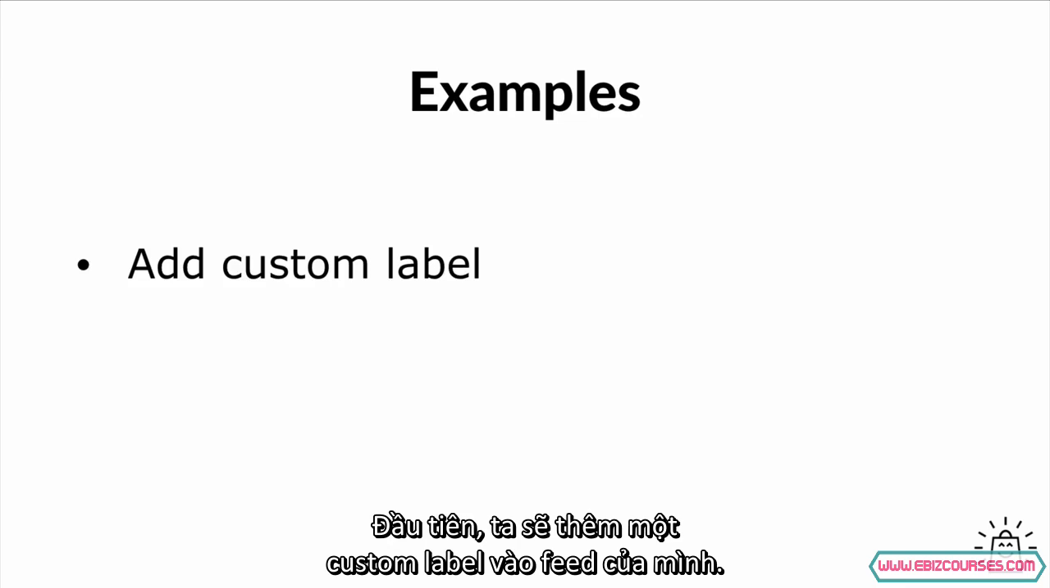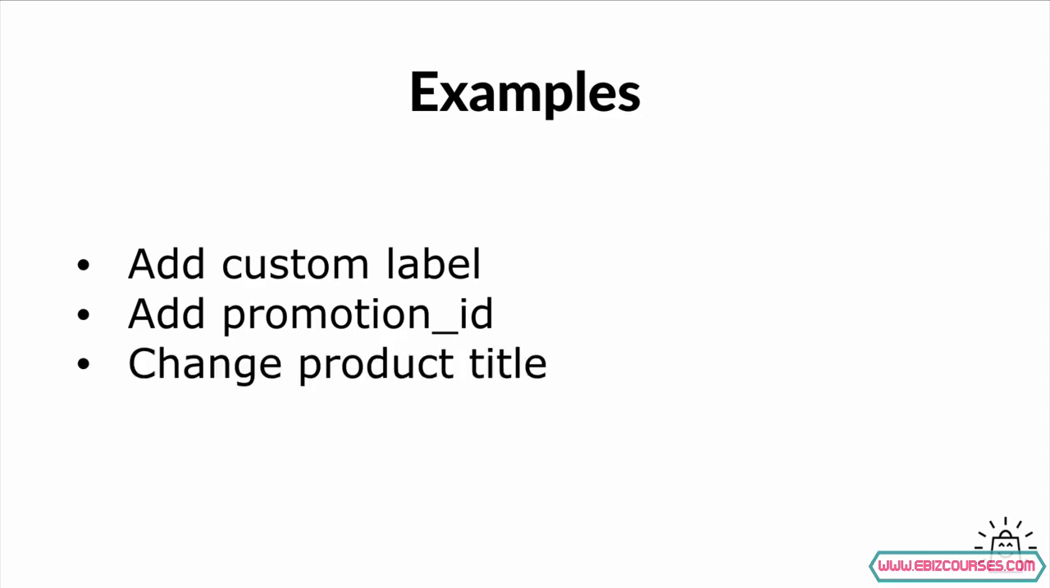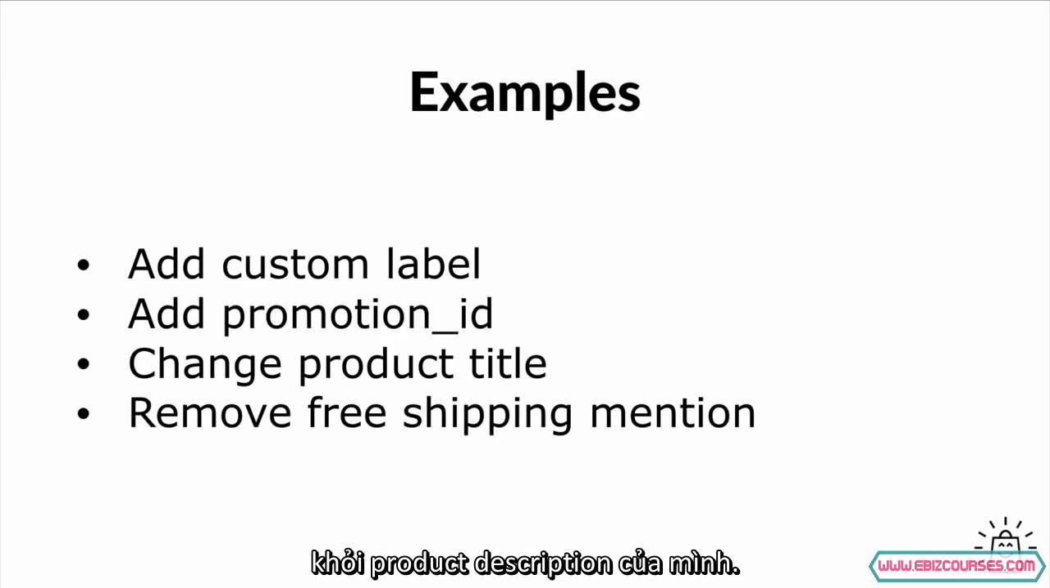In what follows of this lesson, I'm gonna take you through 4 examples. First is we're gonna add a custom label to our feed. Second, we're gonna add the promotion ID to our product feed. Third is we're gonna change a product title. And then lastly, we're gonna remove the free shipping mention from our product description. I'll explain it all in detail, so let's jump right in.